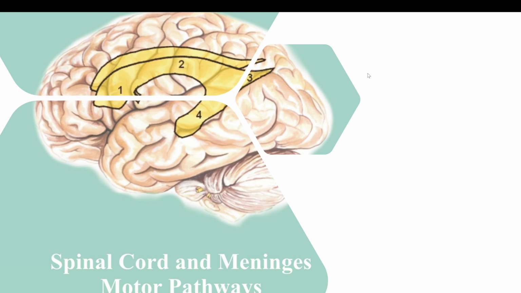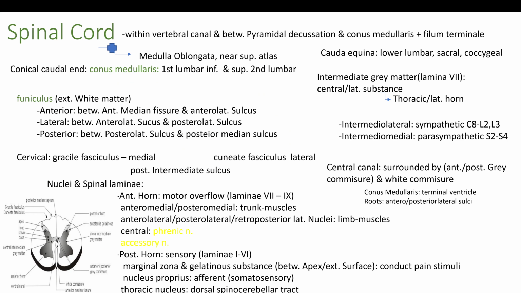Welcome to the theoretical lecture on the spinal cord and the motor pathways. First we have the spinal cord, which is located in the vertebral canal, extending between the pyramidal decussation and the conus medullaris, with the filum terminale. It connects with the medulla oblongata of the brainstem at the superior border of the atlas, below the foramen magnum.